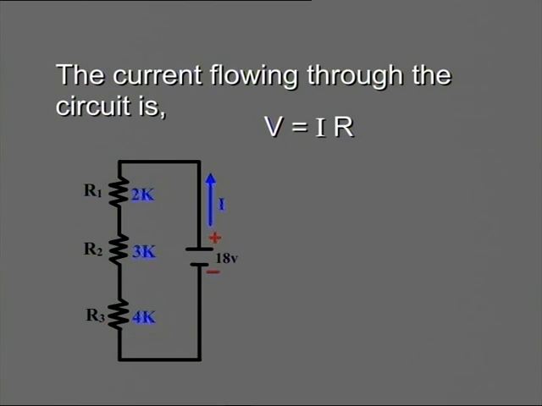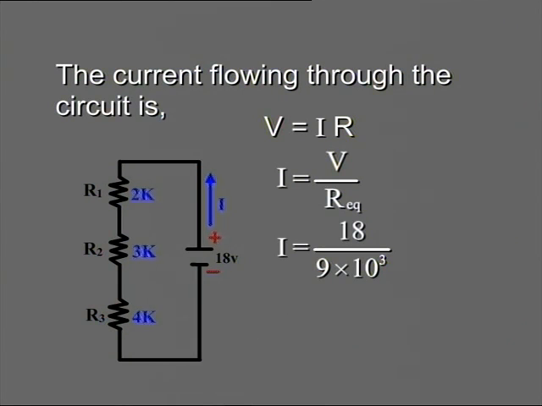To find the voltage drop across each resistor, we first find the current flowing through the circuit. We know V is equal to IR. Therefore, I is equal to V upon R equivalent. By putting the values of voltage and R equivalent, I is equal to 18 upon 9 into 10 raised to 3. Therefore, we get I is equal to 2 into 10 raised to minus 3 ampere, or I is equal to 2 milliampere.